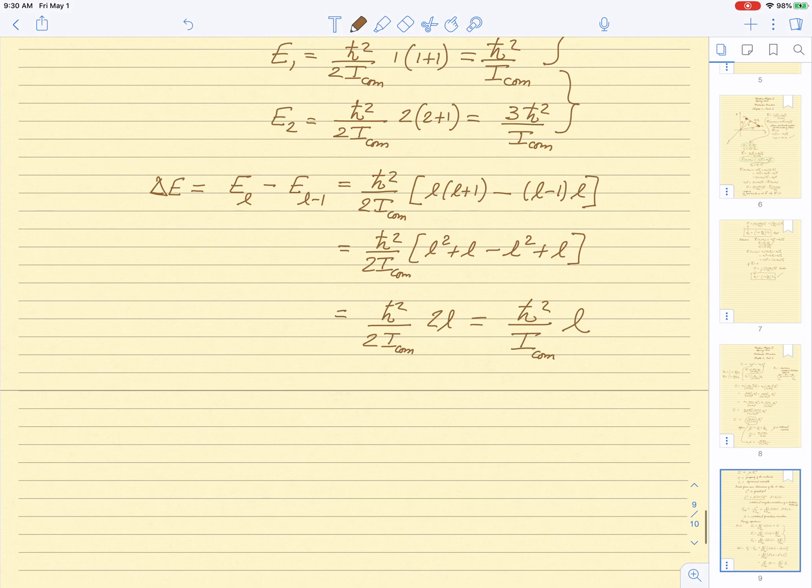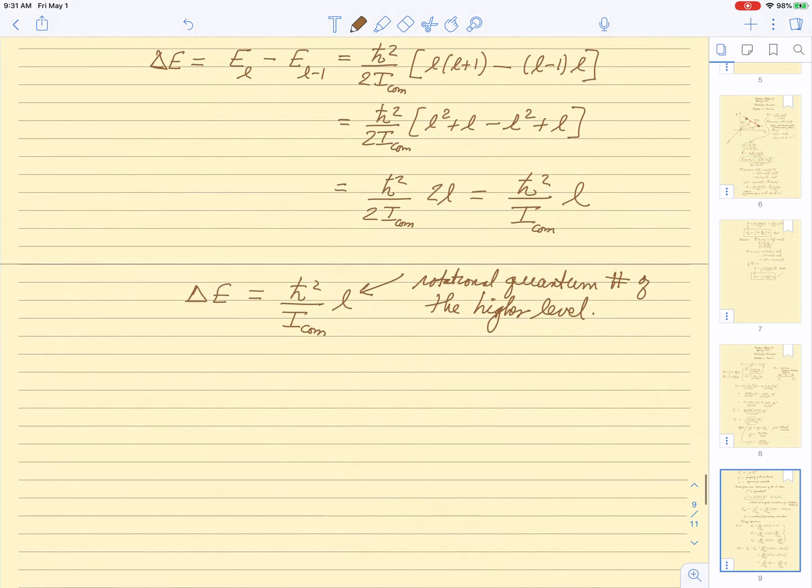So the spacing between any adjacent levels is going to be proportional to L, where L is the rotational quantum number of the higher level, right? Okay.